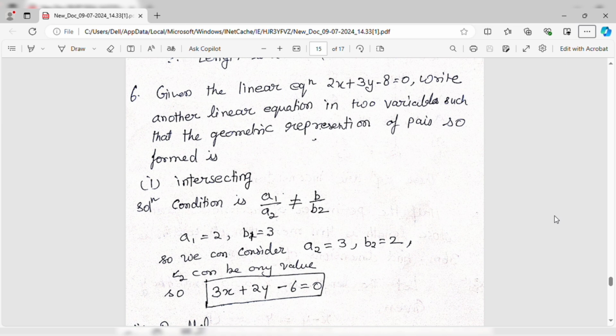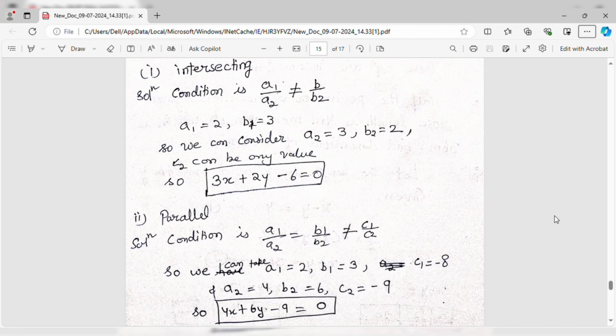It should be a1 upon a2 not equal to b1 upon b2. So we have a1 as 2 and b1 as 3. So we will find any numbers. You can take any number. I am taking a2 as 3 and b2 as 2. You can take any number so that the ratios are not equal. So for this, I am taking the equation 3x plus 2y minus 6 is equal to 0.